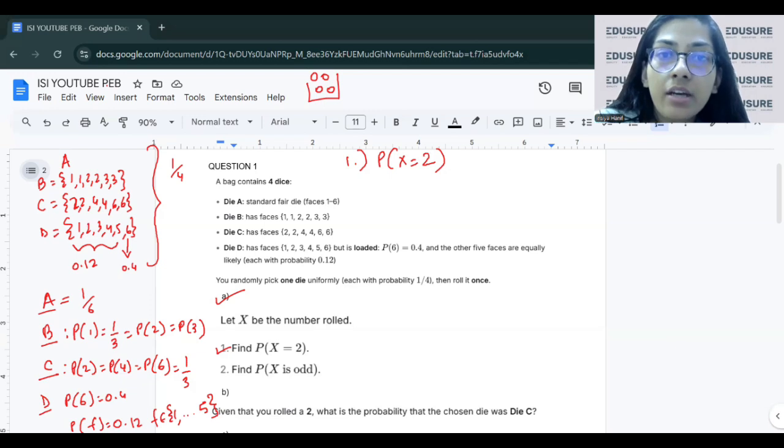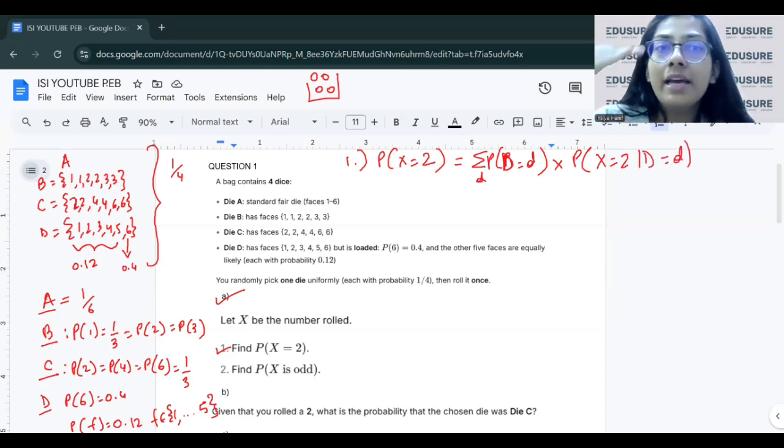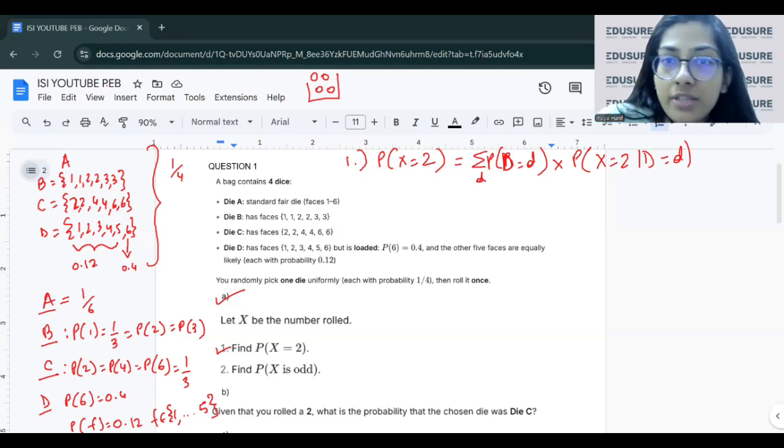ठीक है. So using the law of total probability, this probability is going to be equal to basically a summation over d, where probability d is equal to d. मतलब ये dice का मैं बात कर रही हूँ, that probability d is equal to a b c d, वैसे वाला. So these are the dice, okay, into probability of x is equal to 2 given d is equal to d. Okay, so we are going step by step. हम एक एक डाइस को पकड़ के उसका प्रोबेबिलिटी लेने वाले हैं. So what I mean to say is the probability of each dice is 1 by 4. ये तो हमें पता ही है.